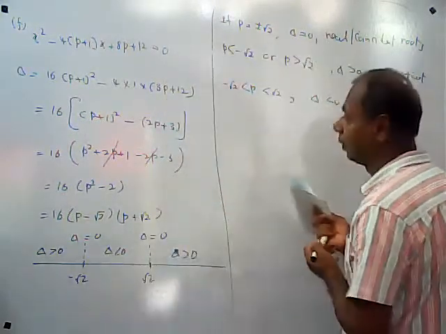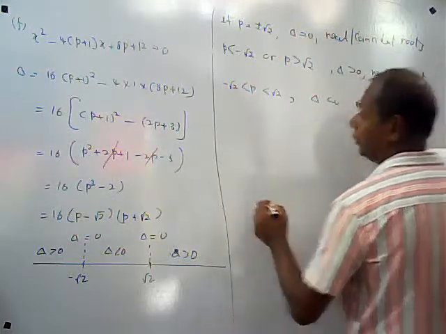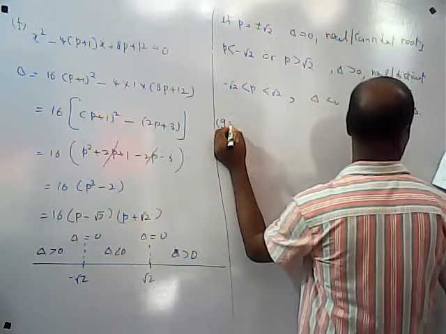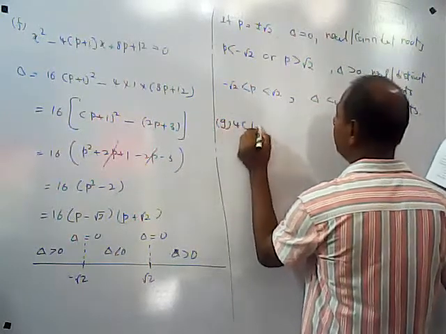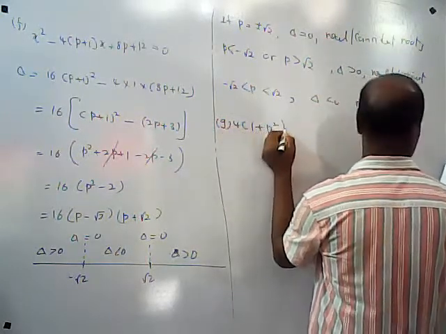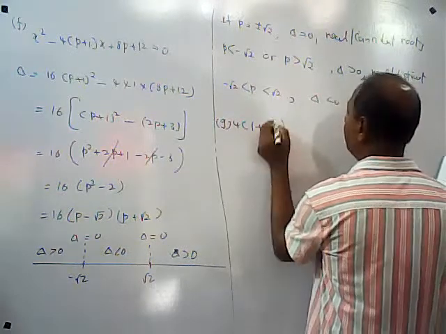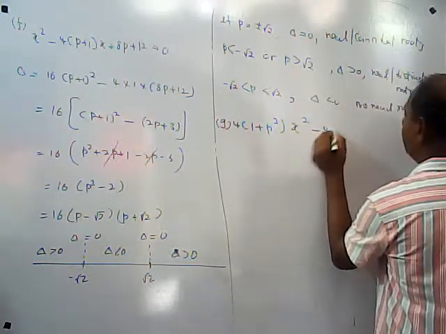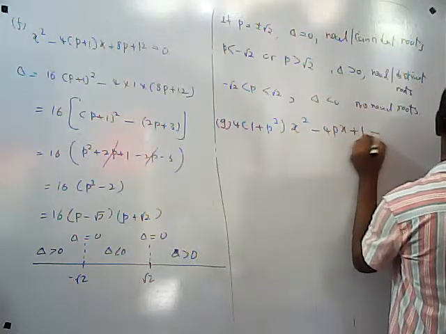Right. 4 times (1 plus p squared), so (1 plus p squared) x squared minus 4px plus 1 equals 0.